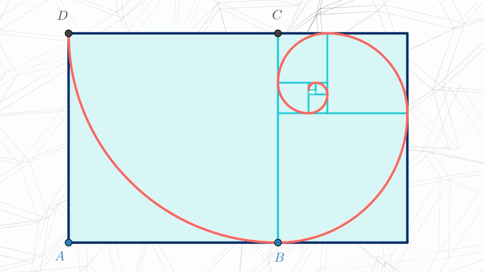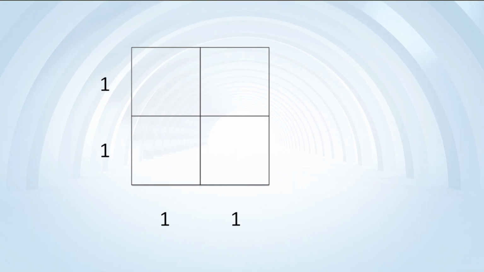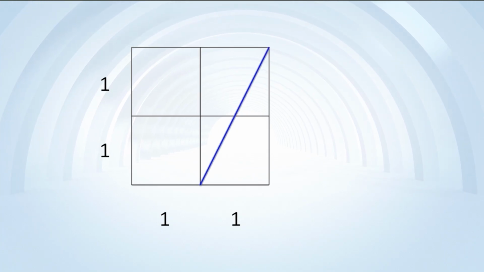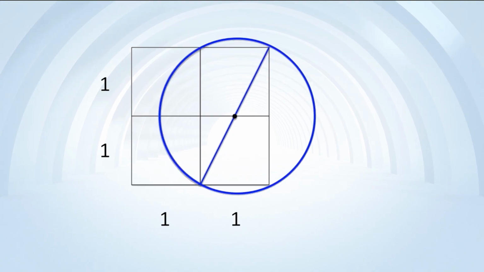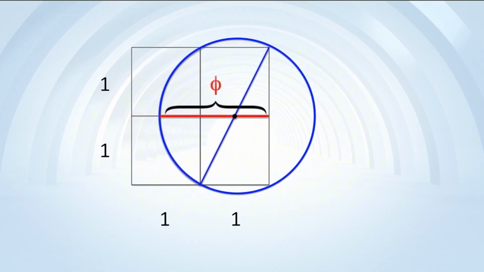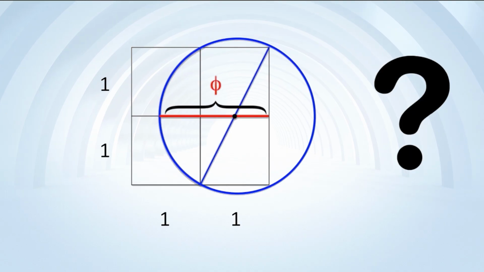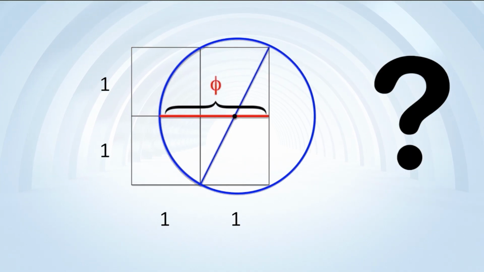There are many ways. Using only squares and a circle, here is one beautiful method. We start with 4 squares placed next to each other, one by one. Then we connect these 2 corners in the image. Now we draw a circle using this segment as the diameter. The length of this new red segment is exactly equal to the number phi, the golden ratio.